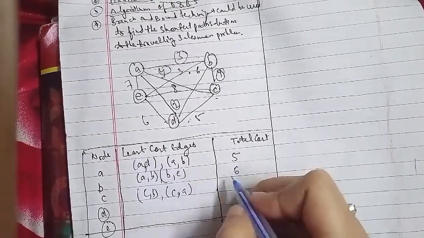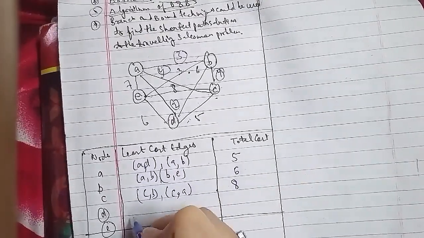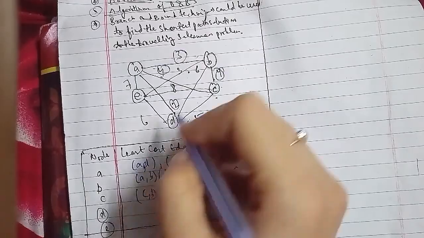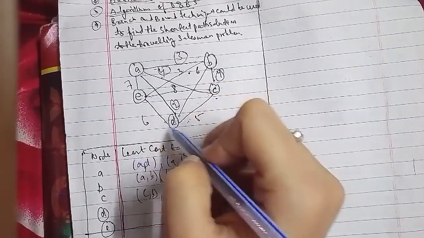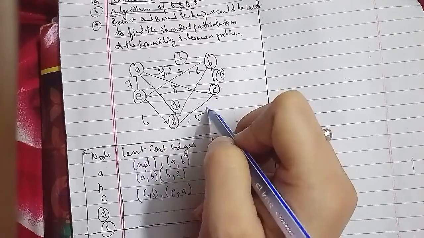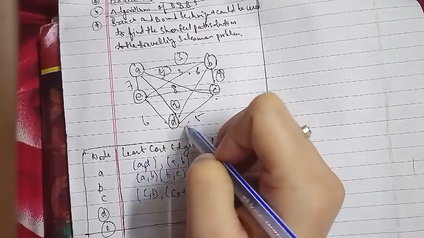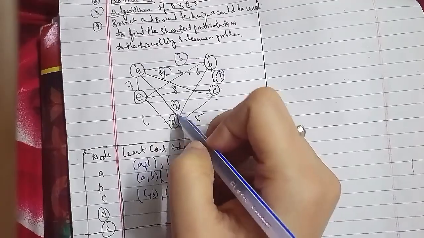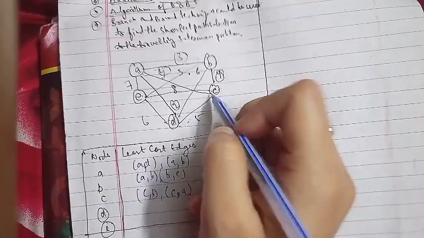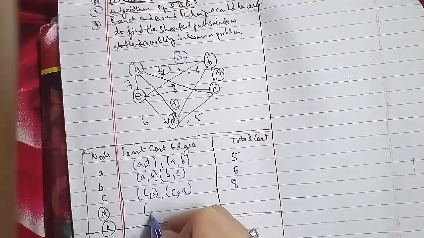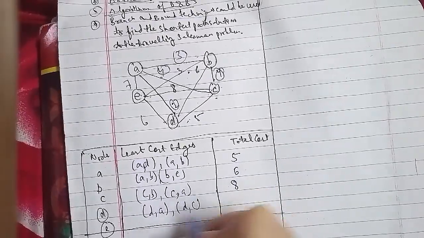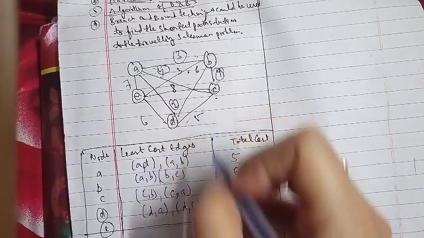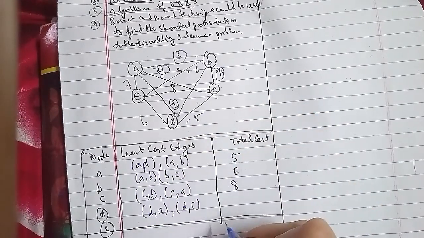For the E node, we come here: this is 7, this is 6, this is 8, and this is of course 3. In the same way, we will have E comma B and E comma D, because those are the two smallest. So E comma B and E comma D add up to 9.